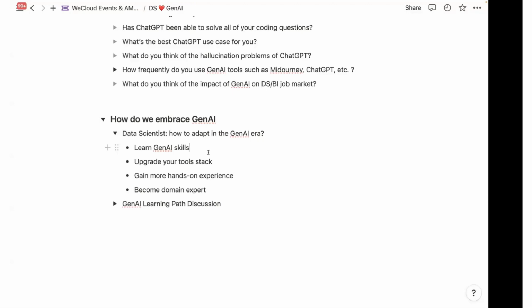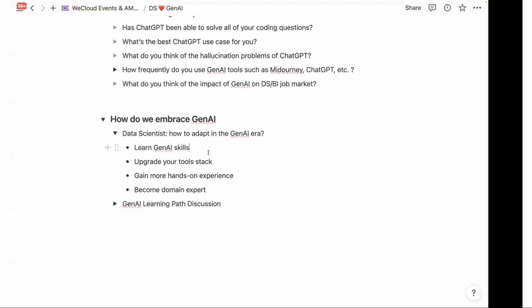But if you're a data scientist, you definitely need to go beyond just working with ChatGPT. ChatGPT can help you as a tool, but how do you stand out? Because everybody will eventually know how to do prompting and work with ChatGPT. What makes you different as a data scientist? So I think you have to learn more about generative AI.